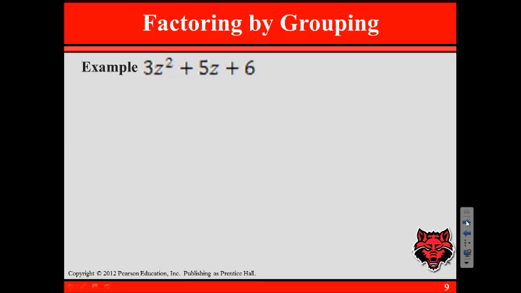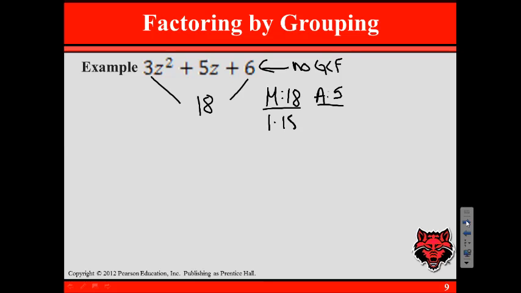For example, 3z squared plus 5z plus 6. We look for a GCF, we find there isn't one, so we just write 1 as the GCF or no GCF. We then multiply the first and last term together. That gives us 18. So we want two numbers that will multiply to 18, but that will add to a positive 5.